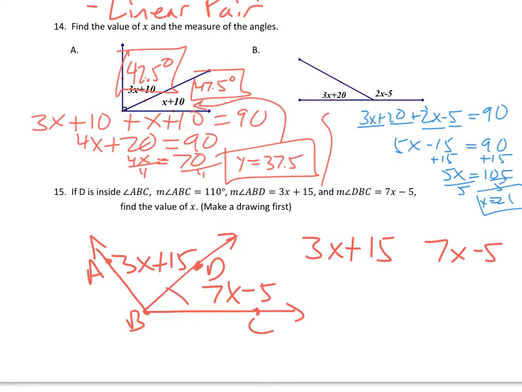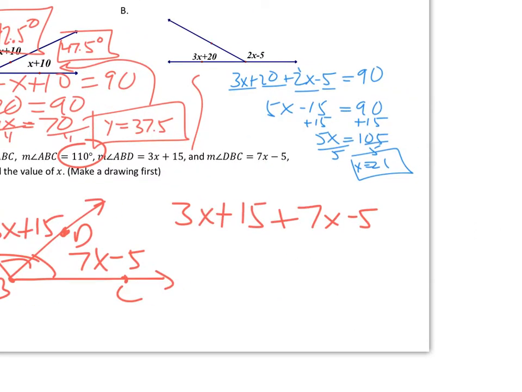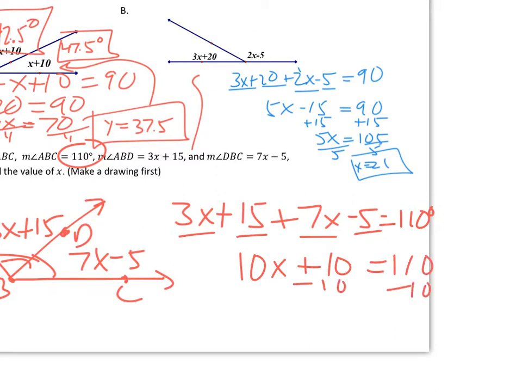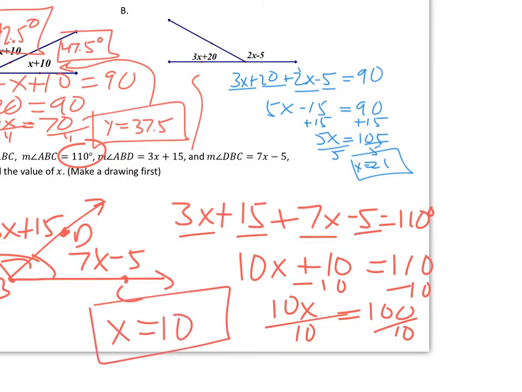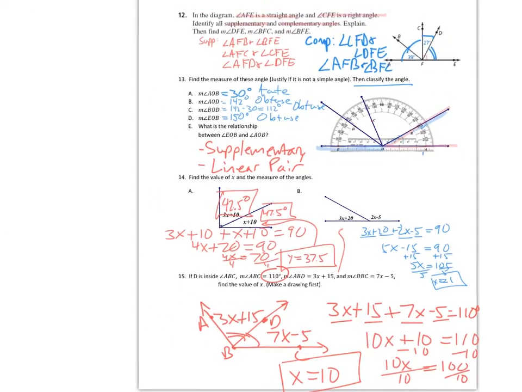Well, what do we know about 3x plus 15 and 7x minus 5? What do these two angles add up to? Well, they add up to the total 110. All right, so it's not 180 in this case. We're told they add up to 110. So we got 10x plus 10 equals 110. Subtract 10. There's a whole bunch of 10s in this problem. And we get 100. Divide by 10, and we get x equals 10. That's the idea. And that's how we do it.